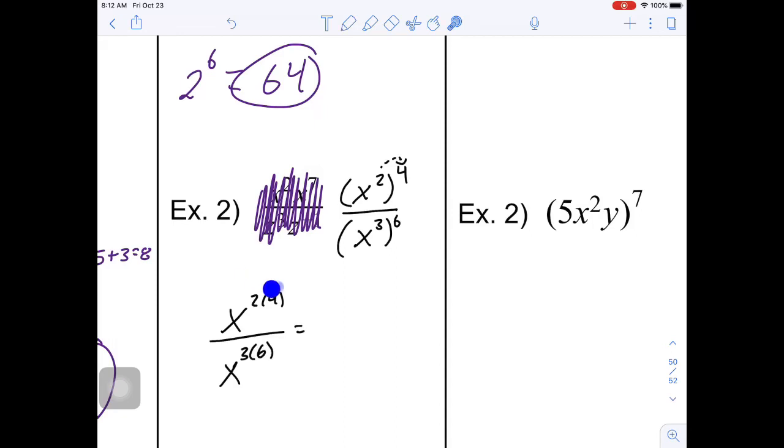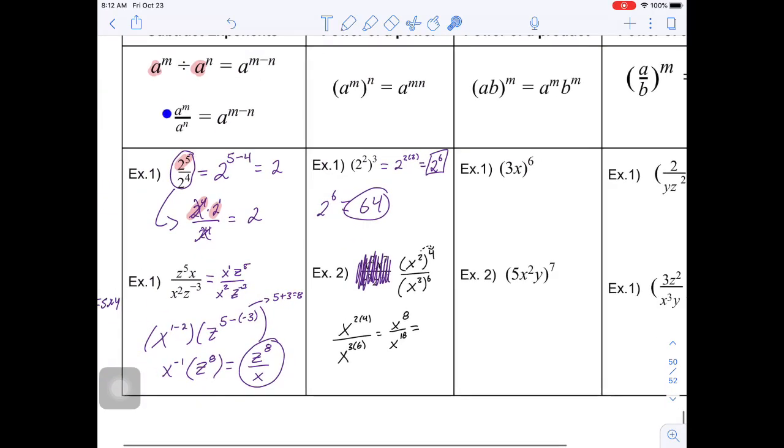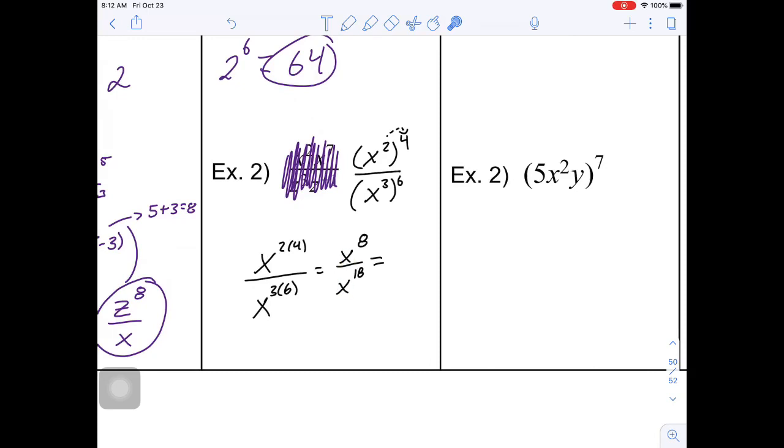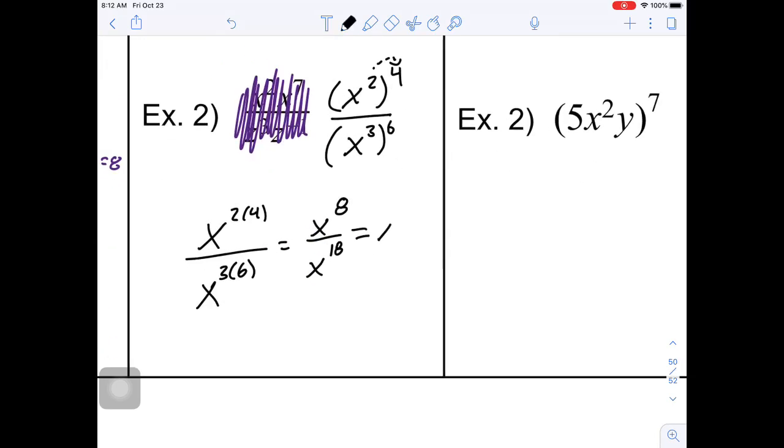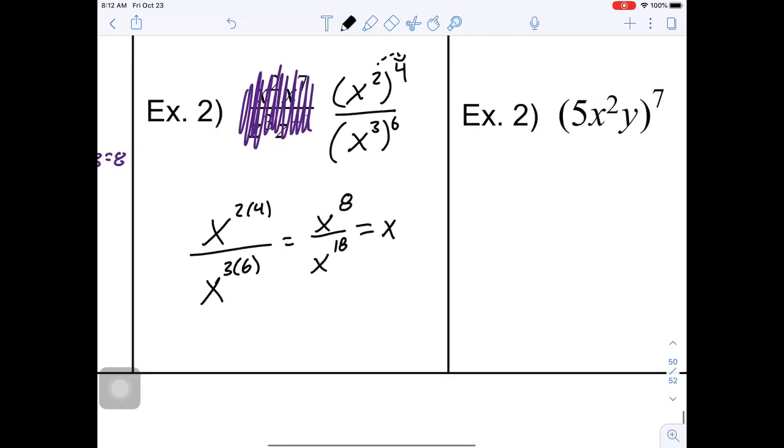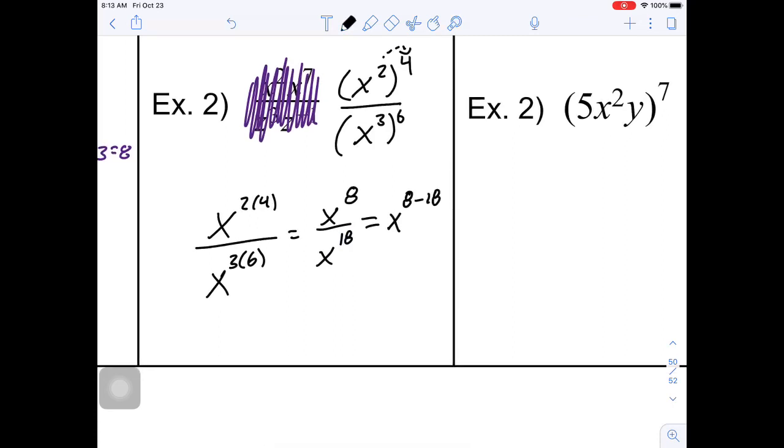So this will be x to the power of 3 times 6. Now 2 times 4 gives me 8. So this will be x to the power of 8 over 3 times 6, which gives me 18. So this will become x to the power of 18. And then from there, I can actually further simplify this. So now we know how to use this law over here, a to the power of m over a to the power of n. You subtract their exponents. Here I have similar bases, x and x. So I can represent this as a single base, take my numerator's exponent, and subtract it from my denominator's exponent. And that will give me x to the power of 8 minus 18. That gives me x to the power of negative 10.